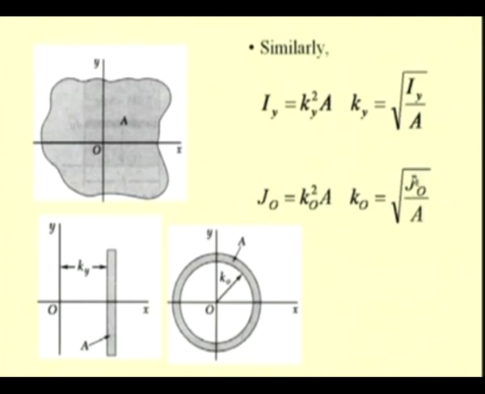We know the relation between J naught, Ix and Iy. From that we can easily find that k naught square is equal to kx square plus ky square, or the square of the radius of gyration with respect to the x axis plus the square of the radius of gyration with respect to the y axis is equal to the square of the radius of gyration with respect to the polar axis.